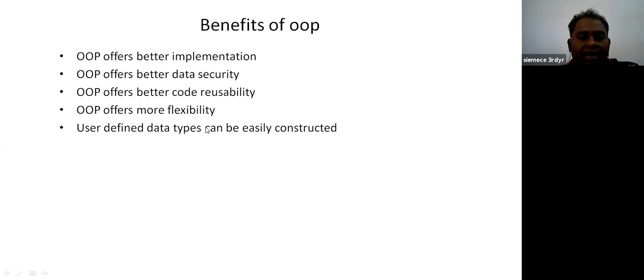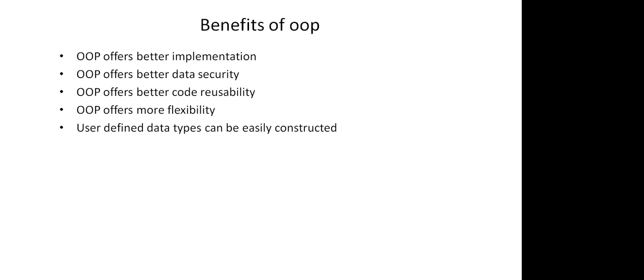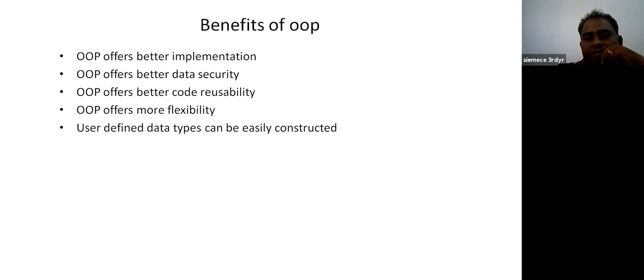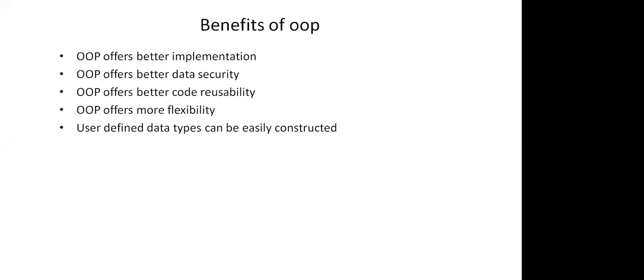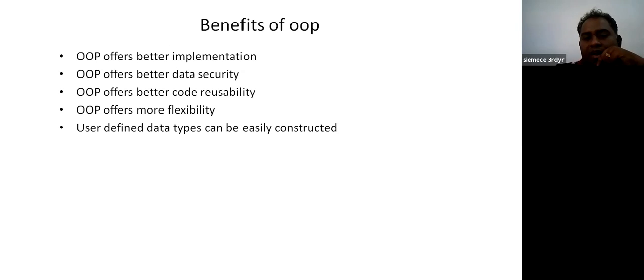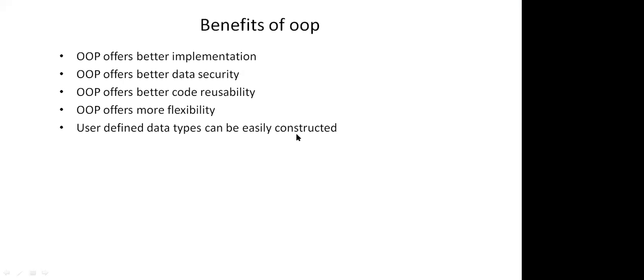Now, user defined data types can be easily constructed. You can create your own data type, that is the student type. The student is a type which is not a predefined one. You know about data types like character, integer, float. So this student is a type which has been created by me. You can create your own data type. That is what it says: user defined data types can be easily constructed.